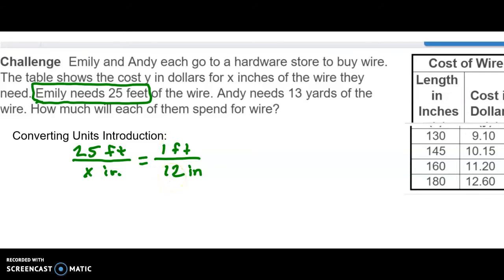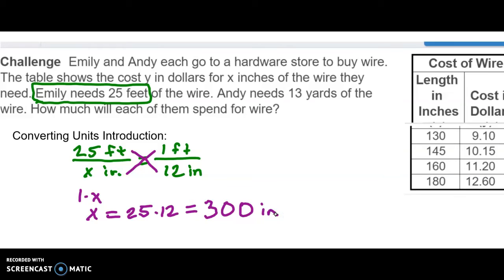And now we can cross multiply just like we learned and practiced in our concept yesterday. And I find that 1 times x, well, that's good because 1 times x is just x, equals 25 times 12. So the number of inches that Emily needs is her feet times 12, which is 300 inches of wire. So now there are a couple of different options that we could use to figure out how much she's going to pay.